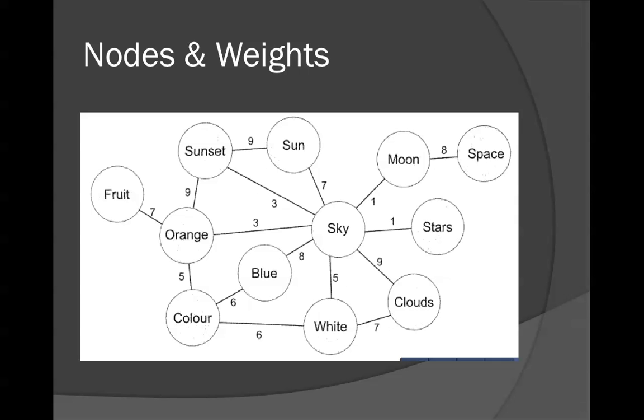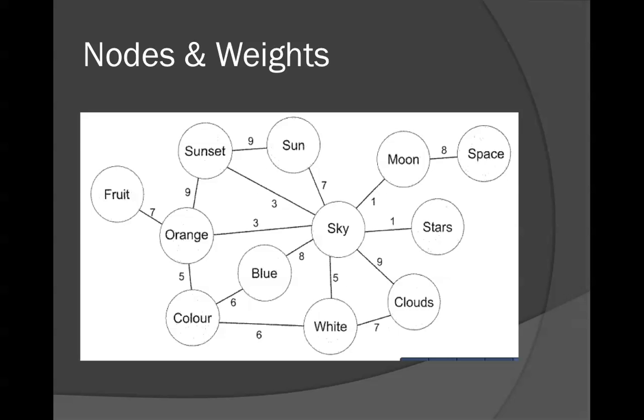Nodes and weights. Nodes enable the representation of knowledge. Each of the nodes in this picture are the circles with words within them, such as fruit, moon, space, white, blue, sky, stars. Each of the nodes are connected by links, and each of the links have a weight. Now, the links we see are the lines with a number with them. So, the link between the sunset and orange is 9, and between sky and sunset is 3. This weight specifies the strength or importance between the two ideas.